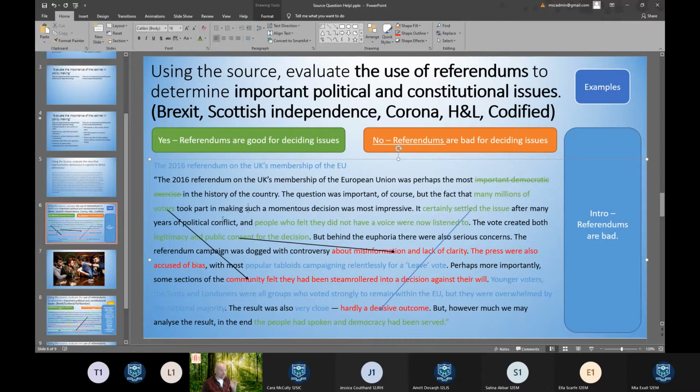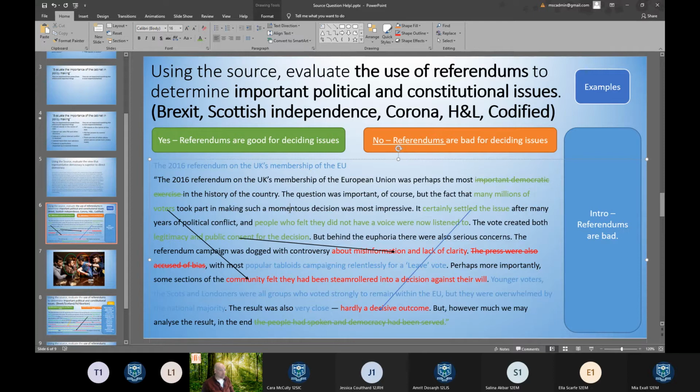So I am going to include that, but I could use it as a quote maybe. But I'm just going to leave out this important democratic exercise. I think this bit here about democracy being served, I might use that quote somewhere, but I'm not going to bring it in as a separate argument. This bit about press accused of bias, I might bring it in here about misinformation. So I might turn that into an example, or I might miss it out. I'll decide as I'm writing it, but I'm certainly not going to use it as a separate example. So I'm just going to cross it out for now.